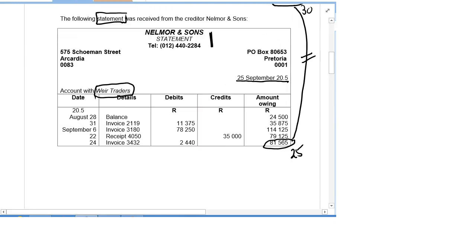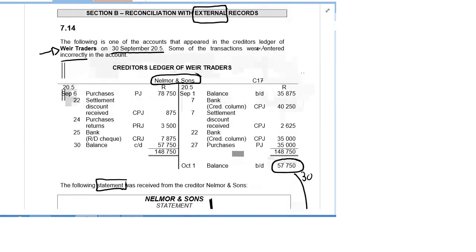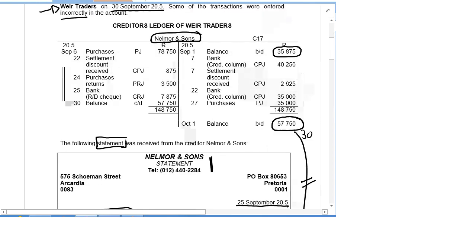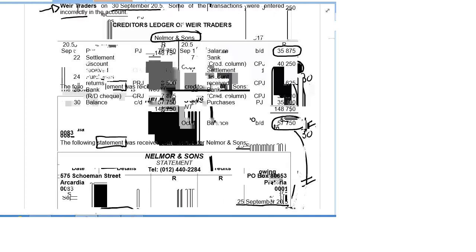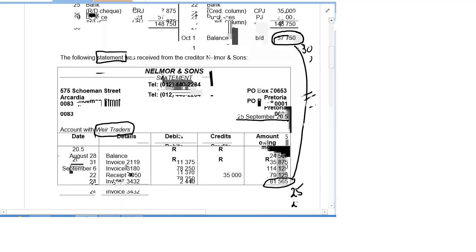So now the way to do that is to go back now to your question and have a look first of all at what's going on in the creditors ledger account for Melmore and Sons. The first thing we have is we have an opening balance of 35,875. That opening balance is correct. It's on the credit side. That's where it belongs because it's a liability.